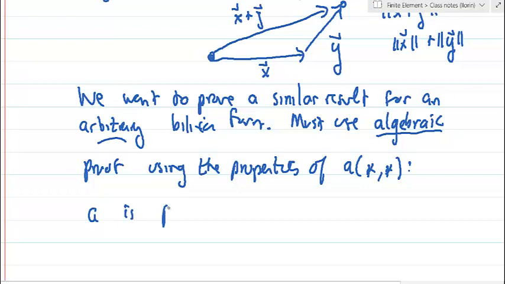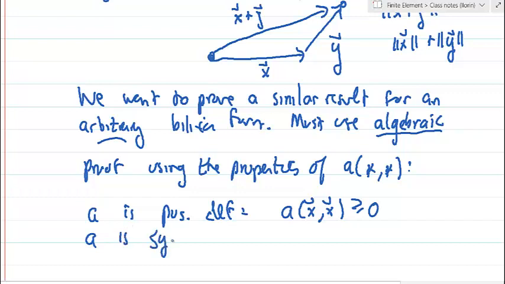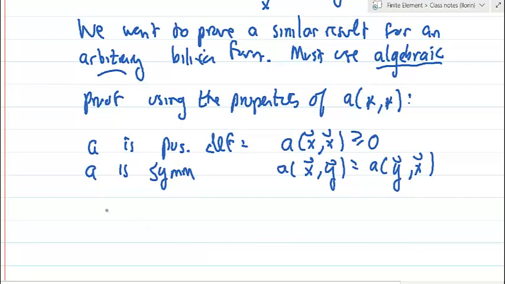A is positive definite. If A is positive definite, that means A(x,x) is greater than or equal to 0, and A(x,x) equals 0 if and only if x is equal to 0. We know that A is symmetric: A(x,y) equals A(y,x). And we also have that A is bilinear.